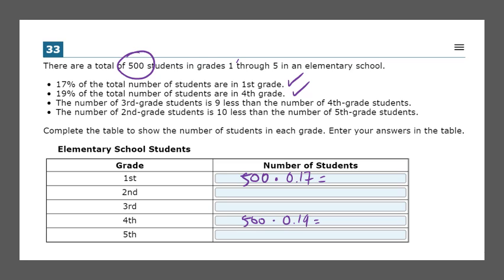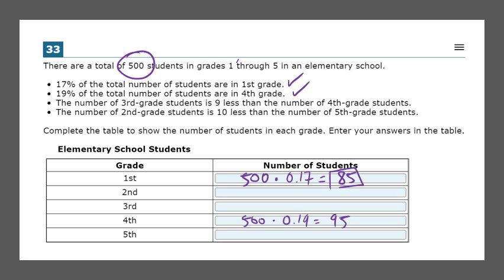So if I do 500 times 0.17, I get 85 students here. Cool. So there is my answer for first grade. If I do 500 times 19%, I get 95 students.